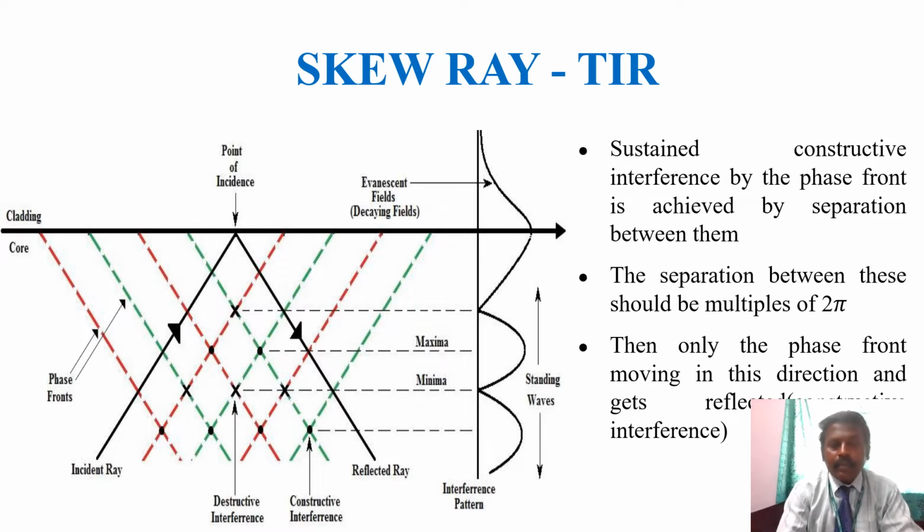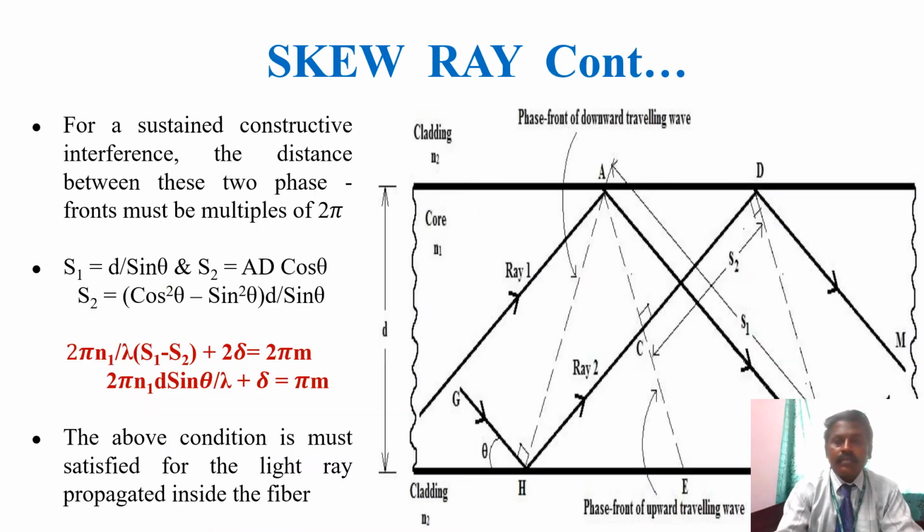So this meeting point is called maxima and minima. In maxima, the intensity is maximum. At the minimum point, the intensity is minimum, so this will form a standing wave. So the sustained constructive interference by the phase front is achieved by the separation between them. Here the separation between these two is by multiples of 2 pi. Then only the phase front moves in this direction and gets reflected back.